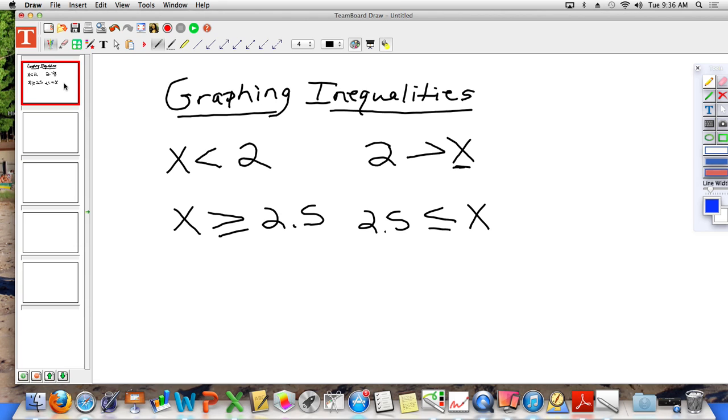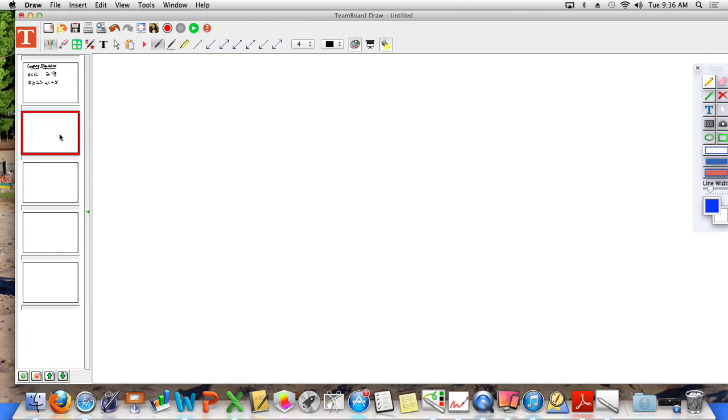Does anybody need to see that again? I maybe went a little bit too fast. We're good. All right. Another page. Let's do this. X is less than 5. Underneath this, draw yourself a number line. I always think when you're drawing a number line, it's a good thing to locate 0. Locate 0 somewhere on there.